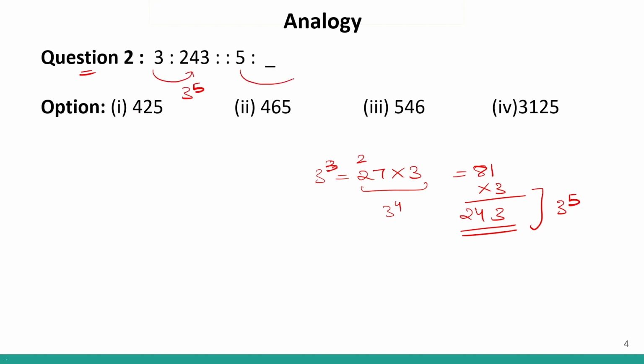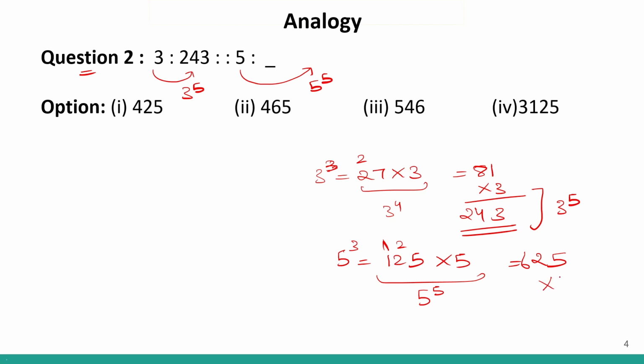So, now I have to find out 5 raised to the power 5. Correct? 5 cube is 125. If I multiply 5 into it, I will get 5 raised to the power 4. How much will that be? 5 into 5, 25. 2 carried. 5 into 2, 10 plus 2, 12. 1 carried. 5 into 1 plus 1, 6. 625. Correct? And if I further multiply it by 5, this will be 5 raised to the power 5.